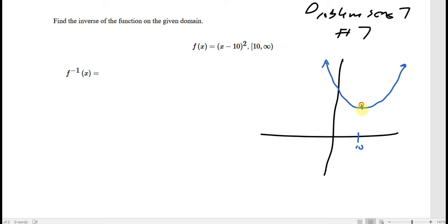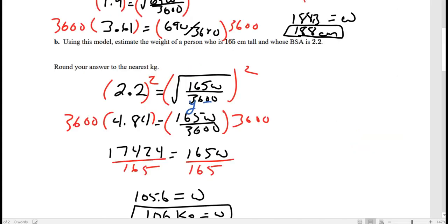So this domain restriction means we're only looking at this half of it. And if I look at that half, then I do have a one-to-one function. That's why that domain restriction is there. To find an inverse function, I always start off by putting a y instead of f of x. And so step 1 is to switch the x and the y coordinates.